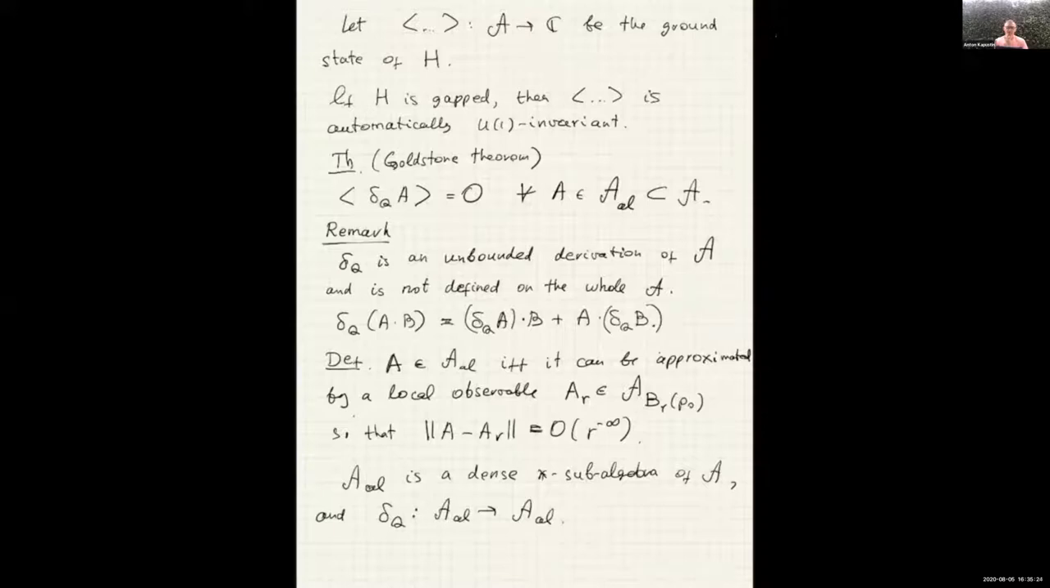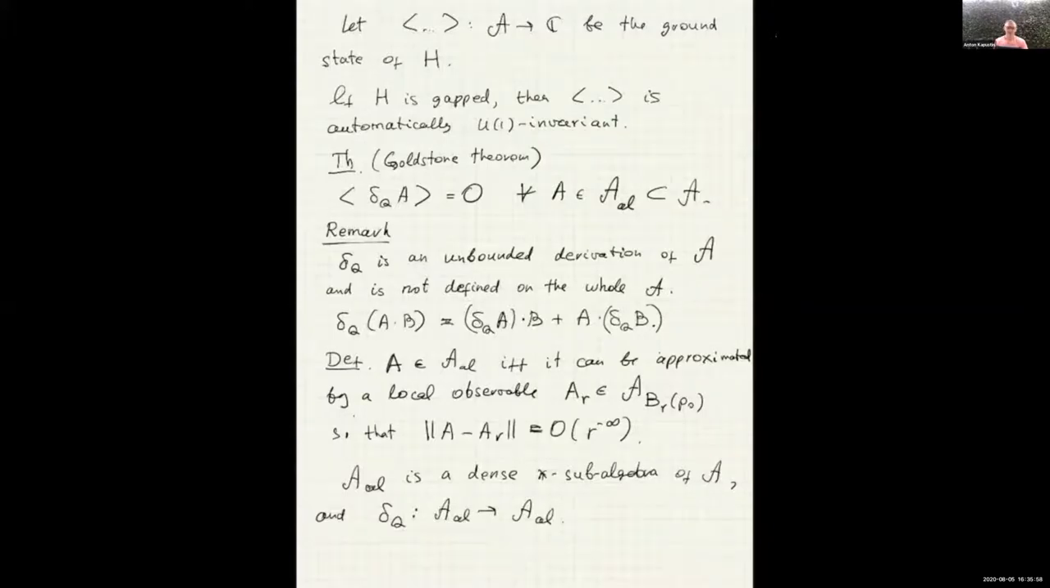Of course, the most important point about a gapped system with U1 symmetry is that there can be no spontaneous symmetry breaking in this situation. That's the Goldstone theorem. In other words, if you assume that the system is gapped and U1 invariant, then the ground state is automatically U1 invariant too. It's usually stated in the opposite direction, saying that if you have a broken U1 symmetry, then you must have gapless modes. Here it's just exactly the opposite, it's an equivalent statement.